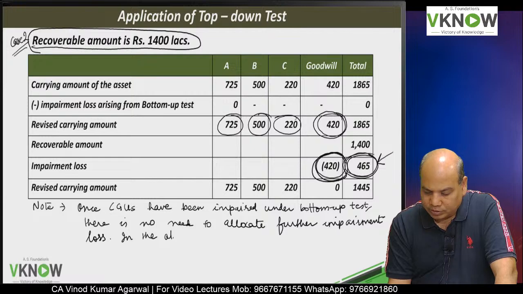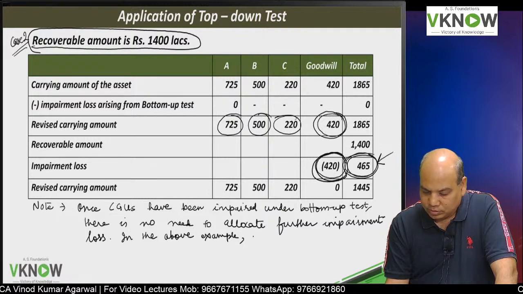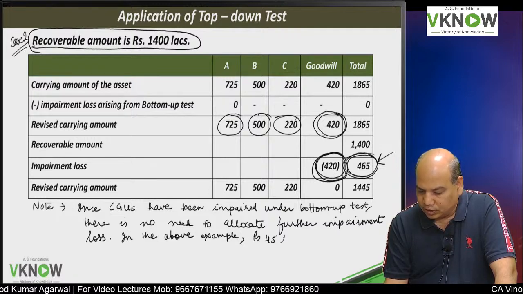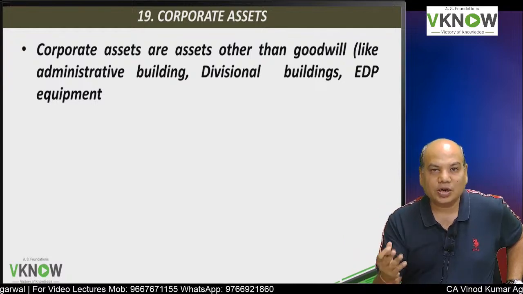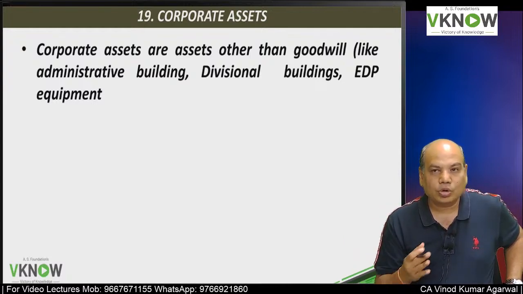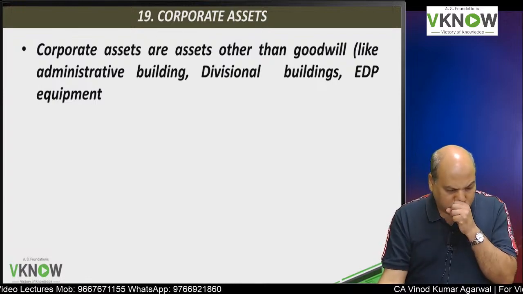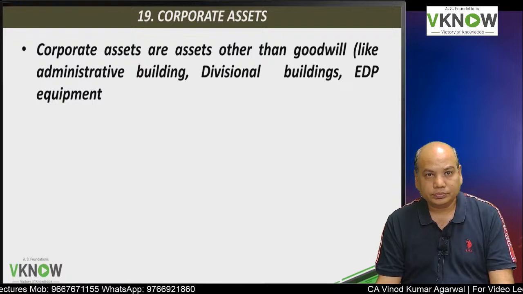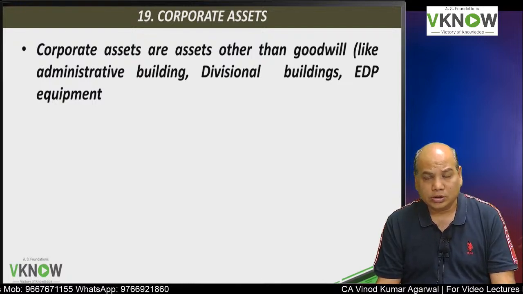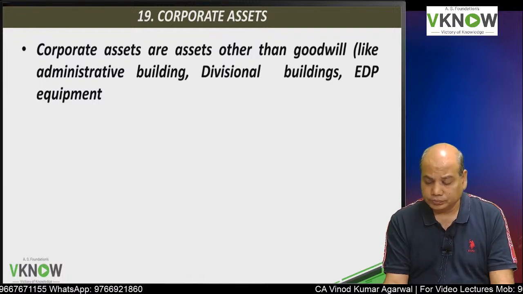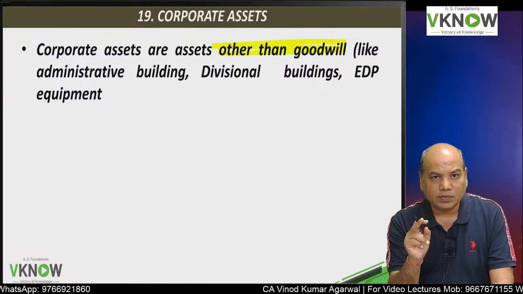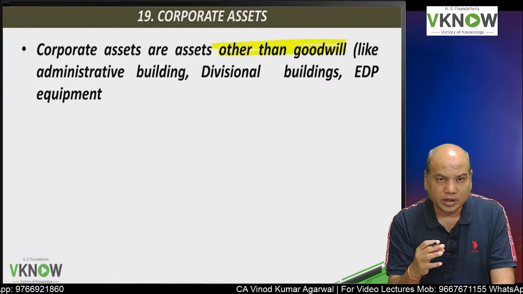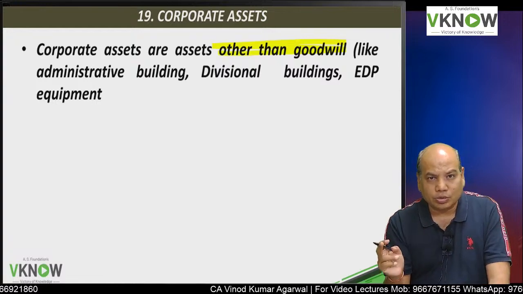In the above example, rupees 45 lakh... but they help other cash generating units in generation of their cash flows. On their own they don't generate cash flow, but they help other CGUs in generation of cash flow. They are other than goodwill, because for goodwill we have a separate rule for impairment. Corporate assets are other than goodwill.